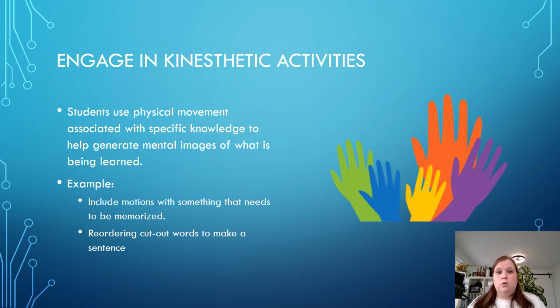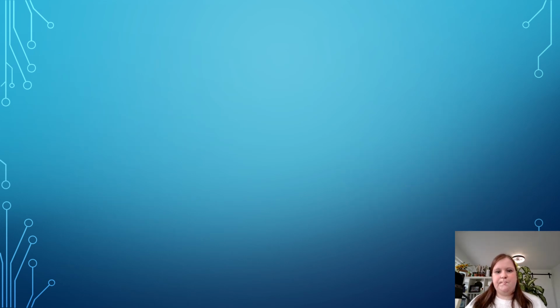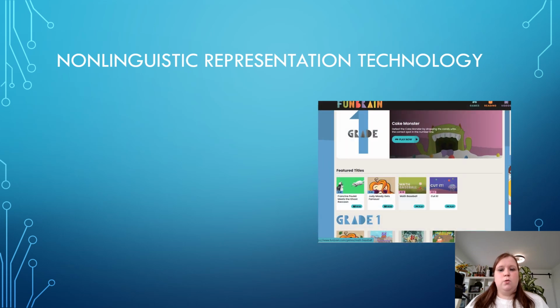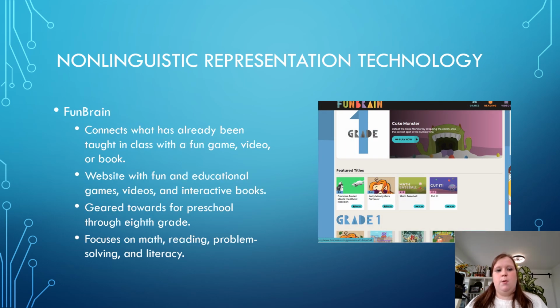Now we're going to look at several technology apps and websites that I have found that are helpful with promoting non-linguistic representations. The first one is a website called FunBrain. It connects what has already been taught in class with a fun game, video, or book. It's a specific website that has fun and educational games, videos, and interactive books. I enjoyed playing around with this and seeing what they had for various first grade resources.